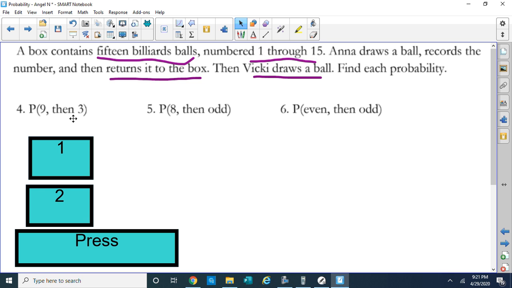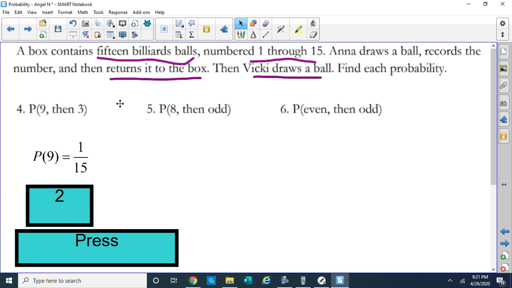Well, there are 15 balls. They're billiard balls. One of them has a 9 on it. So the 9 is what I'm interested in getting, and there's only one 9 out of 15. So the probability of getting the billiard ball 9 is 1 out of 15.